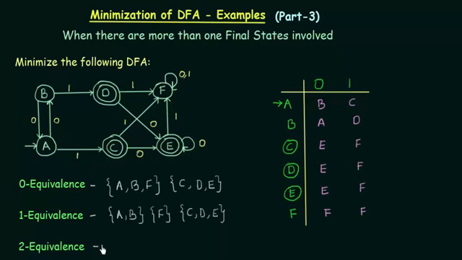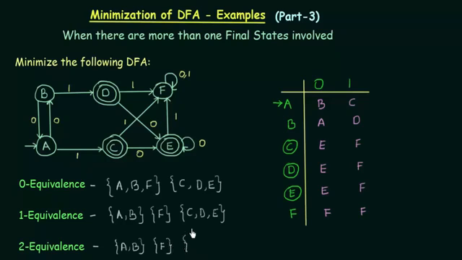Okay, now let us come to two equivalence. For two equivalence, I have to use the row of one equivalence for checking. So here I now have three sets. I have to check if elements in the same set are two equivalent to each other. First let me check A and B. A and B, on input 0 go to B and A. B and A are in the same set, it is fine. On input 1 they go to C and D. C and D are also in the same set, so I can say that A and B are two equivalent to each other. So I can put A and B in the same set. Now F is by itself, so I don't need to check. I can just write it down as it is.